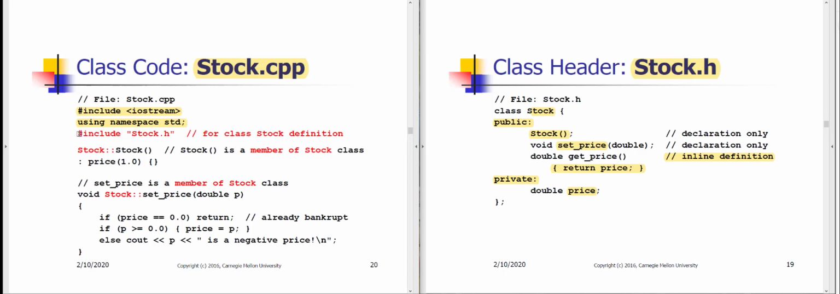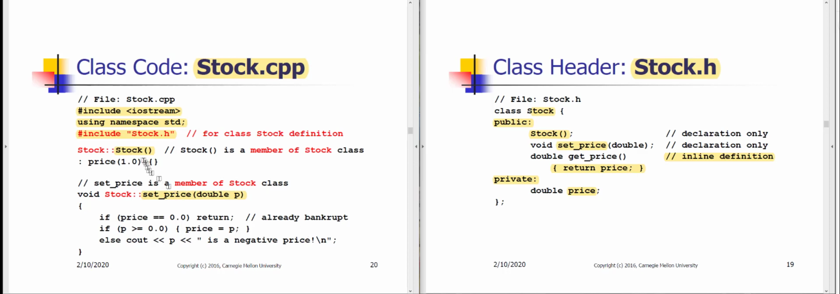We also have to include the stock header, which will pull in a copy of the contents of the stock.h file, so that for the remainder of the file we know exactly what a stock class consists of. In here we're going to define the default constructor, and we're going to define the setPrice function.